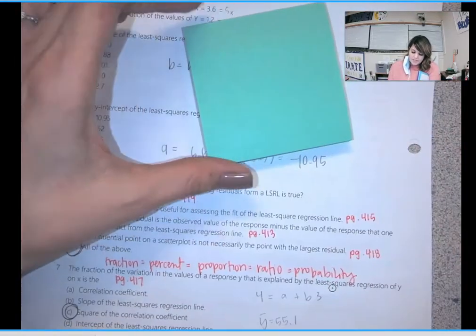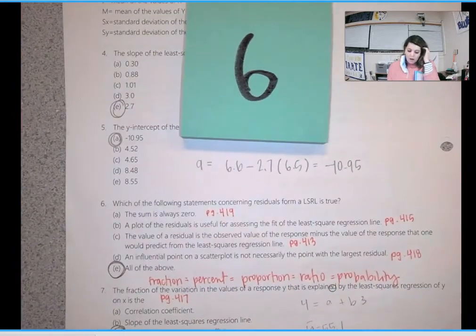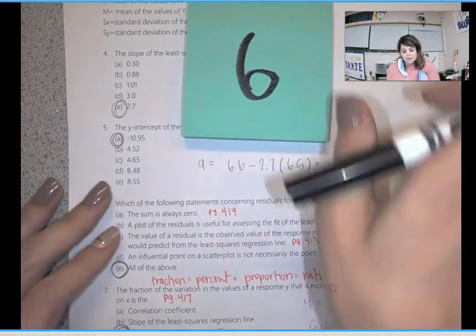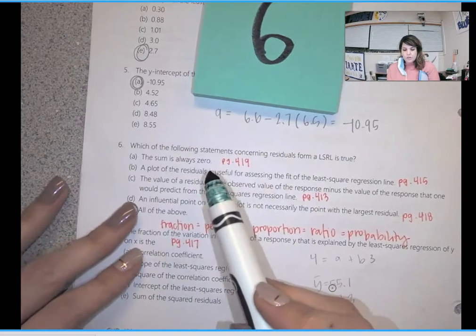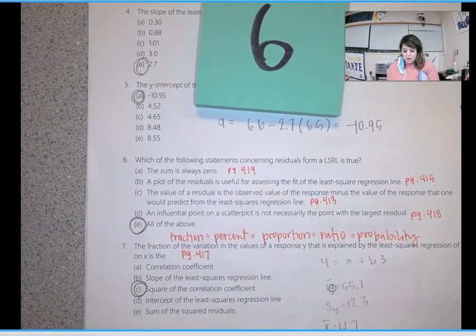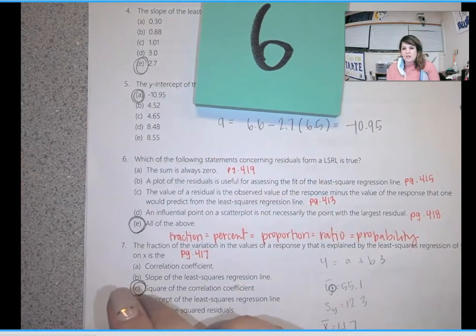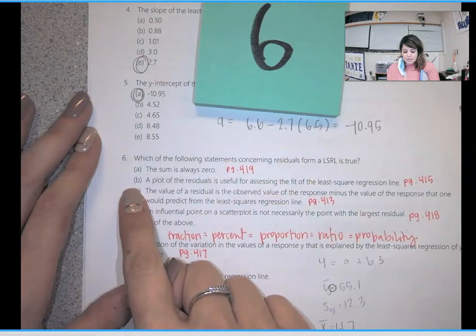Number 6, now this guy, he's kind of a doozy. I was unsure if letter A was true. So I just skipped letter A and started at B.